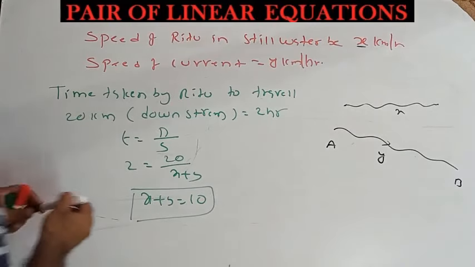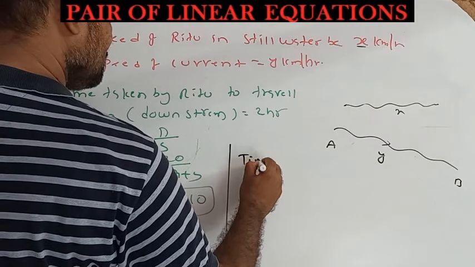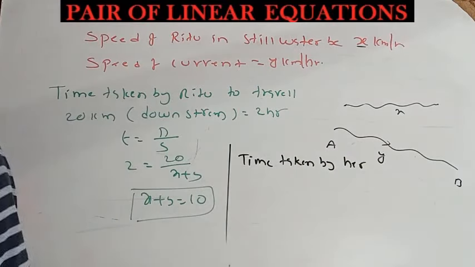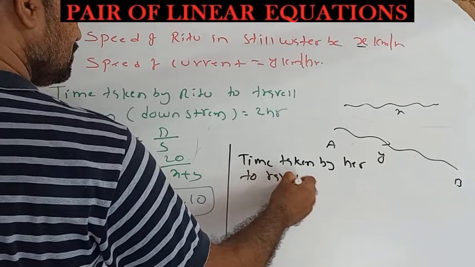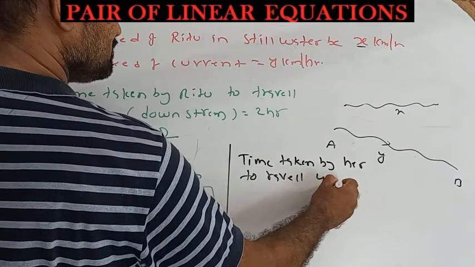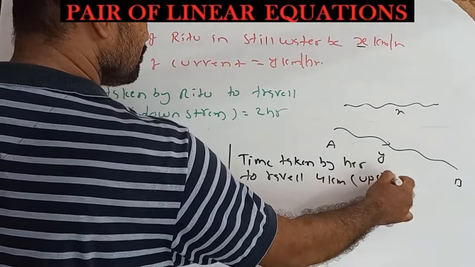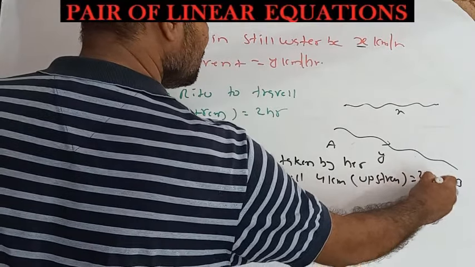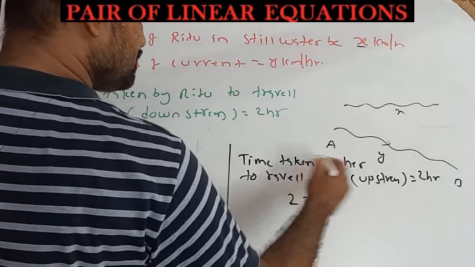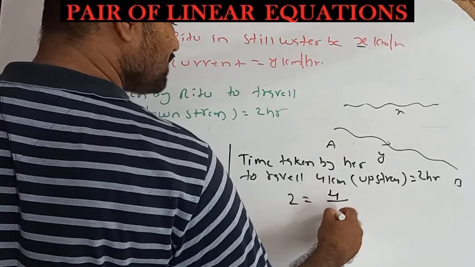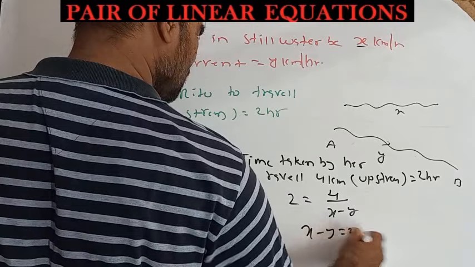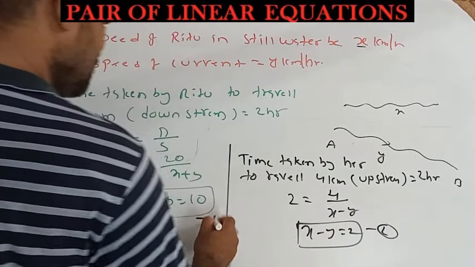Next, what is given here? The time taken by Ritu to travel 4 kilometers upstream is 2 hours. So 2 equals the distance 4 divided by the speed, which becomes x - y. While she is traveling upstream, her speed will decrease: x minus the speed of the stream. So x - y = 2. This is the second equation. This is the first equation.